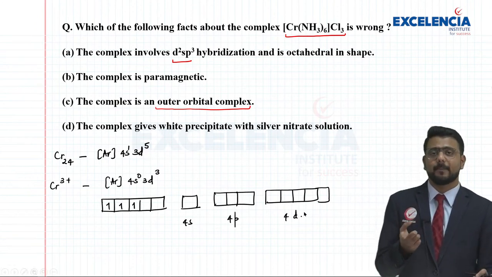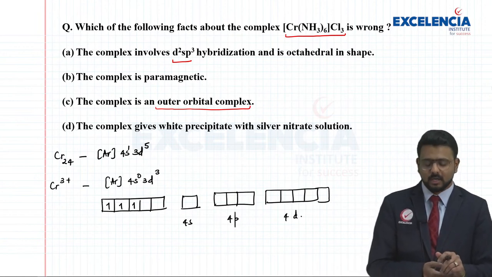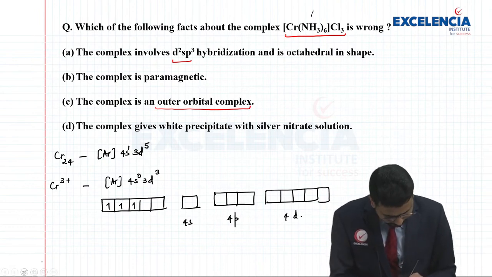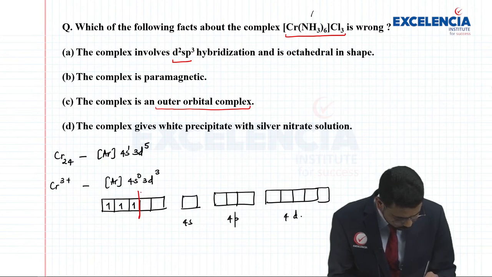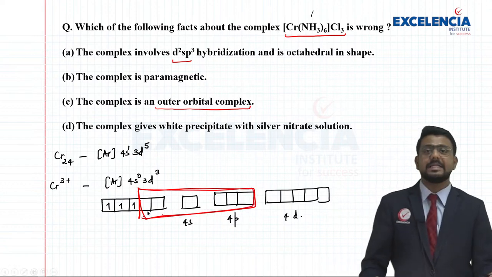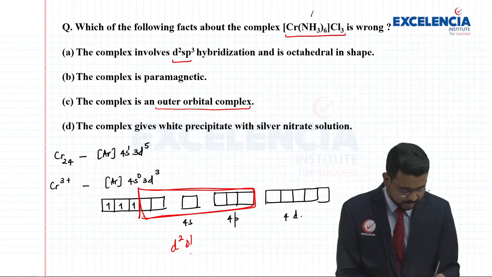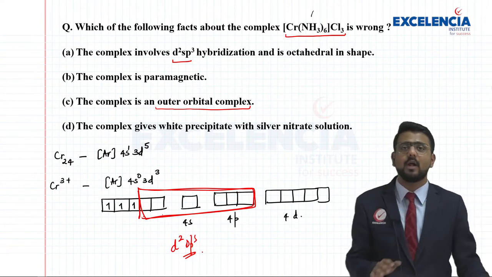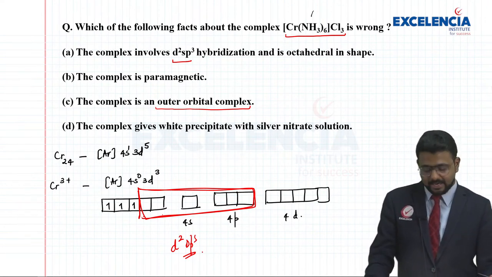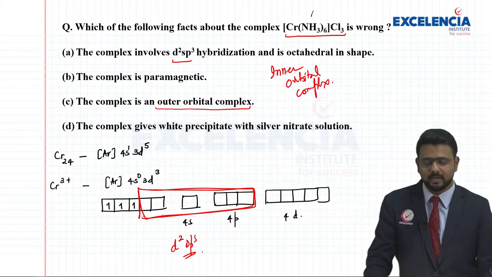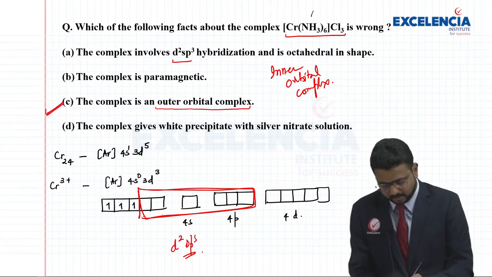Now what happens is when the ammonia ligand is approaching the chromium, right? Because of the strong field nature of NH3, the pairing of electrons will take place here, and these 2 d orbitals will actually undergo hybridization. So you will have d2sp3, you are going to get these hybrid orbitals. So that will give rise to what? d2sp3 hybridization. And because it is giving rise to d2sp3 hybridization, it is the 3d orbital which is involved in hybridization, and that's the reason we can say that it should be an inner orbital complex and not an outer orbital complex, right? So definitely this particular option is your correct answer here, right?